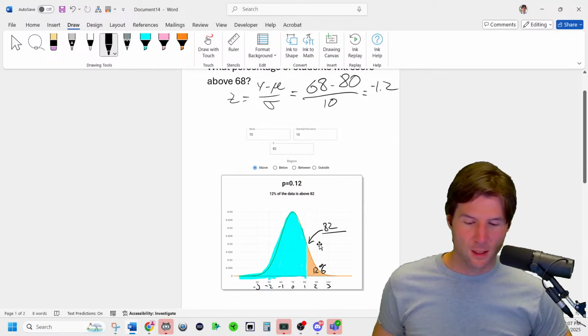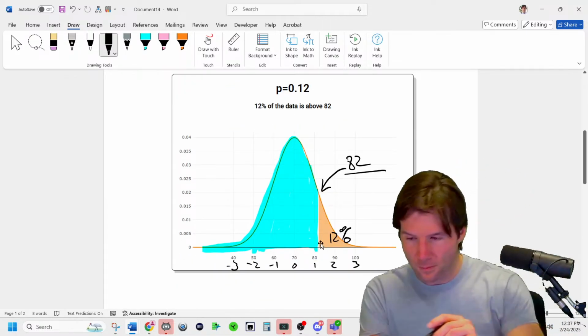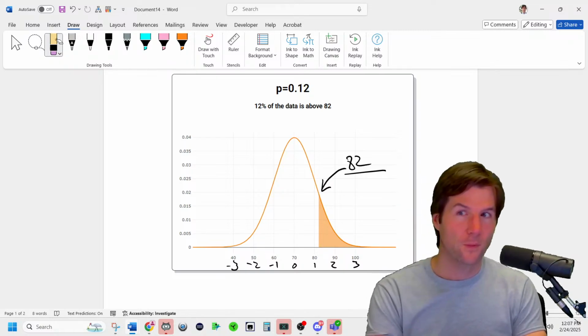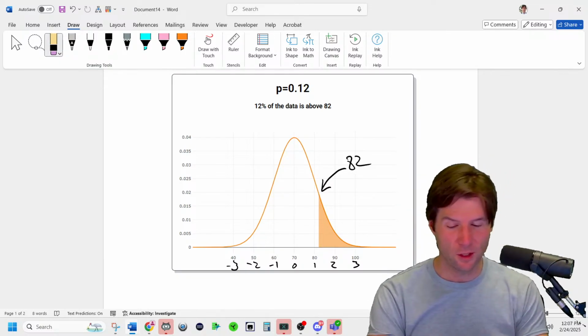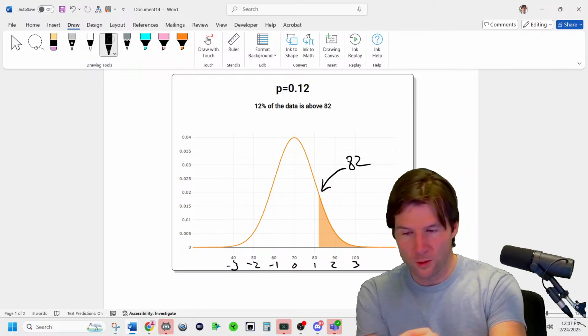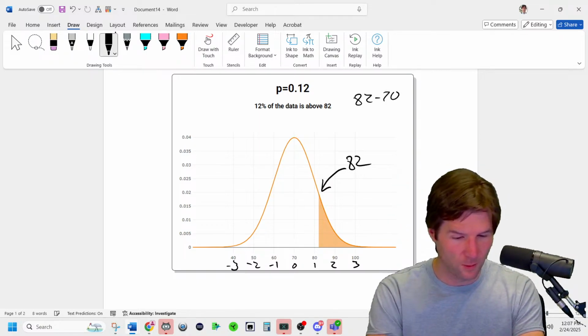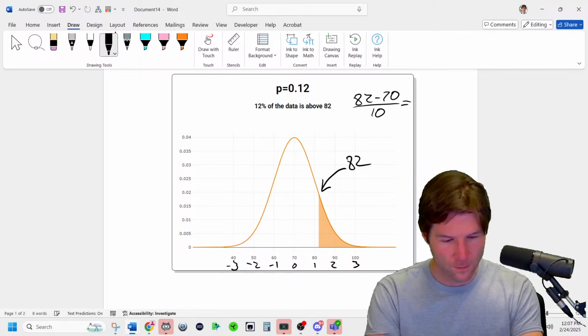So negative 1.2. Now, what are we viewing on the screen right down below? 82 is currently marked, right? What else could we do with 82 here? What could we do with 82, which I'll start doing in the background? You're seeing me do it right now. What could you do to 82?